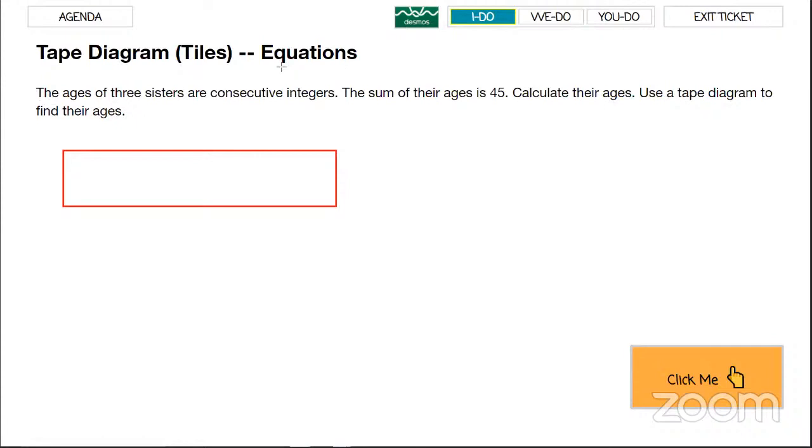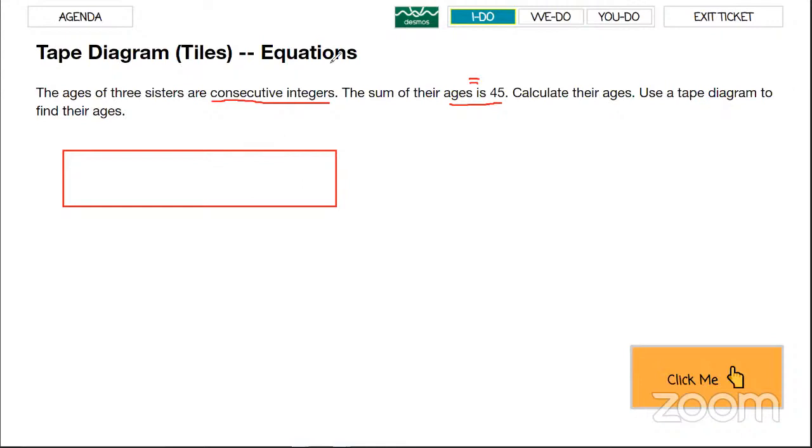It says the ages of 3 sisters, so that means we need 3 tapes, are consecutive integers. Consecutive means the ages are going up by 1. For example, if my age is 20, my big brother's age will be 21, and another big brother's will be 22. So ages are going up by 1. So this means consecutive integers. The sum of their ages is 45. That's very important. So at the end, we're going to say equal to 45. Calculate their ages and use a tape diagram.